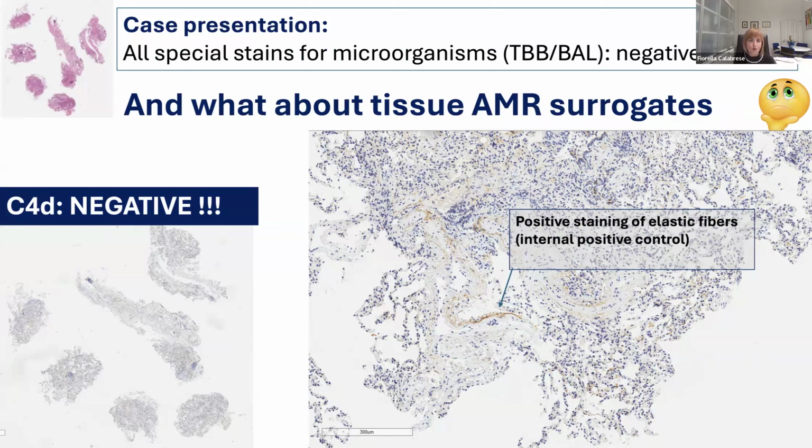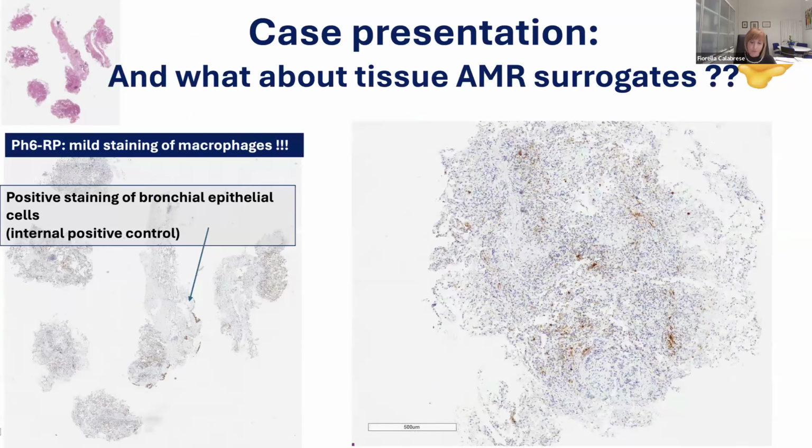And what about tissue AMR surrogates? One of the most known tissue AMR surrogates is the evaluation of the complement fraction C4d. And the C4d immunostaining was performed in our sample and was negative, with positive background staining on elastic fibers that represent the internal positive control. But this is not surprising, since this marker is well known for low sensitivity, especially in lung AMR.